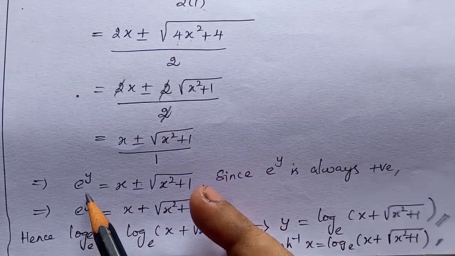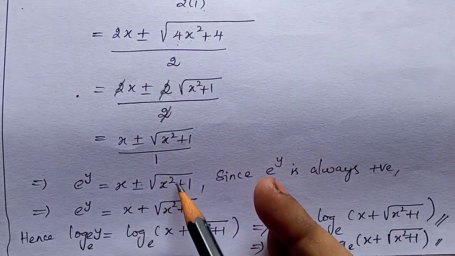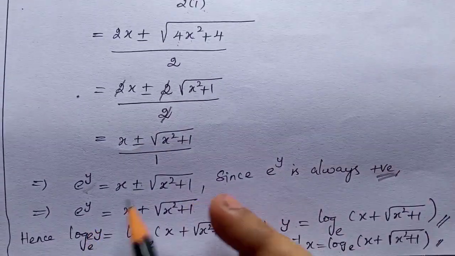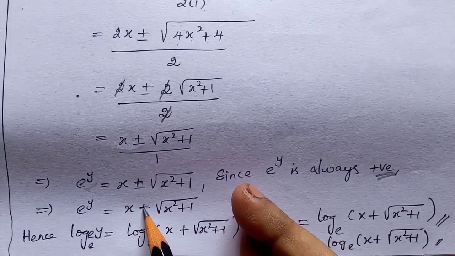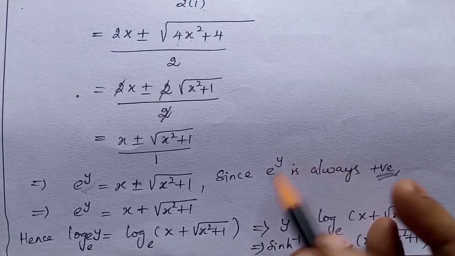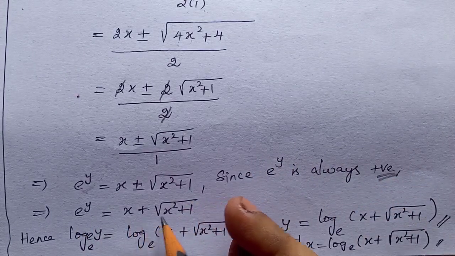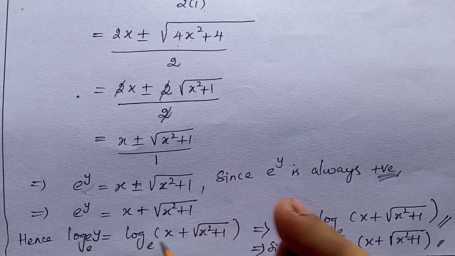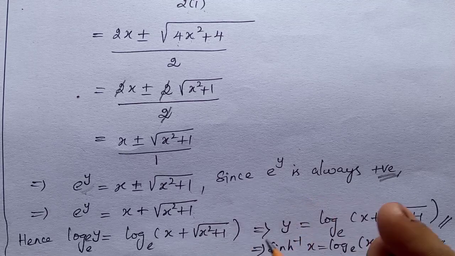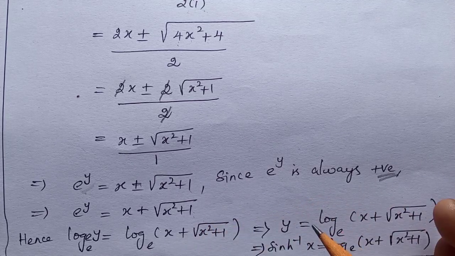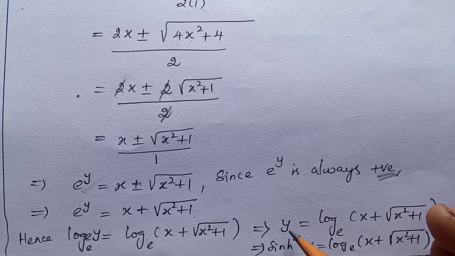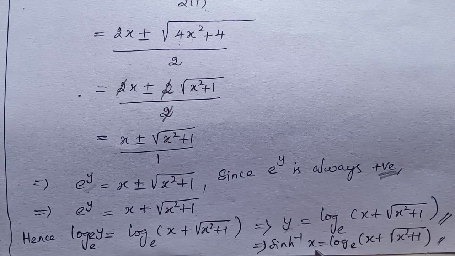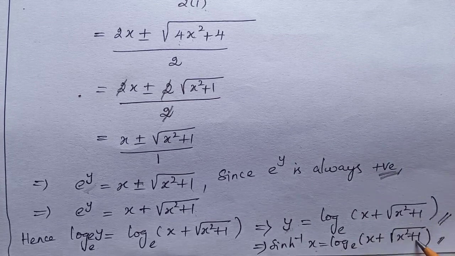So the solution e power y equals x plus or minus root of x square plus 1. We know that e power y is always positive, so we take only the plus sign. So e power y equals x plus root of x square plus 1. Applying log on both sides, log e power y equals log of x plus root of x square plus 1, and log and e cancel out, so y equals log of x plus root of x square plus 1. Hence sinh inverse of x equals log of x plus root of x square plus 1.